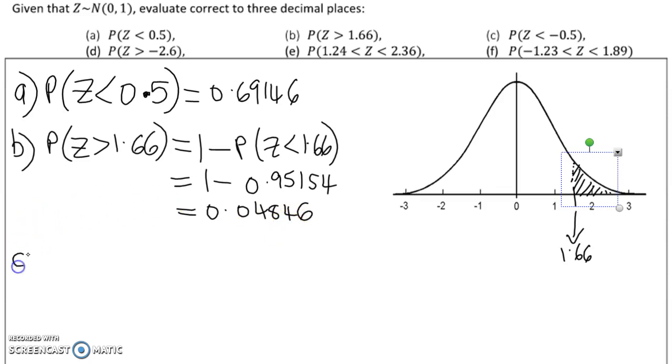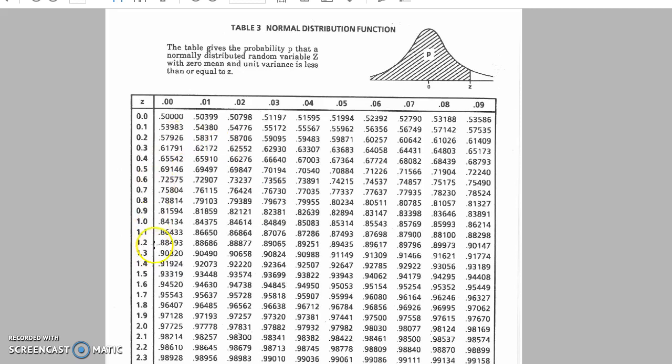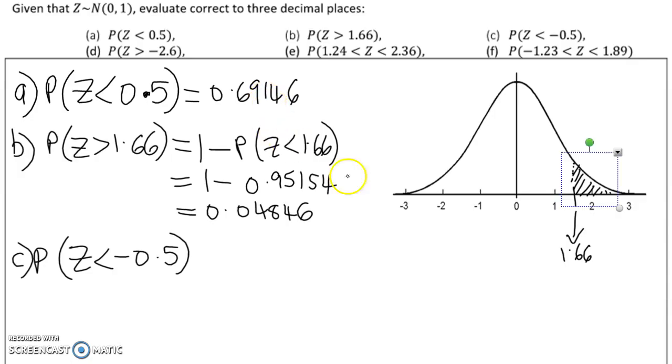In part C, here the problem is we have a negative z value. So less than minus 0.5. Negative z values don't show up in the table, so we need to use the symmetry of the table to help us get around this. So minus 0.5 will be about there. And we would like the area to the left because it's less than minus 0.5.